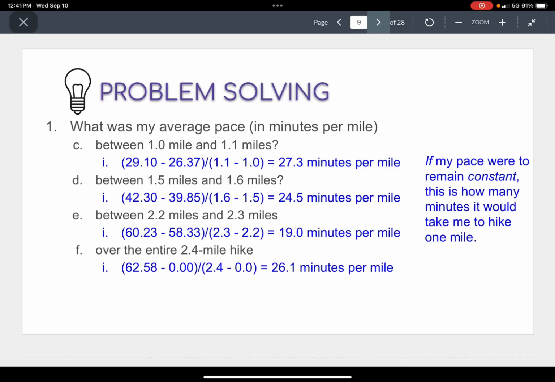What do all these values mean? It means if my pace were to remain constant, which we know it didn't, but if it were to have remained constant, this is how many minutes it would take me to hike 1 mile.